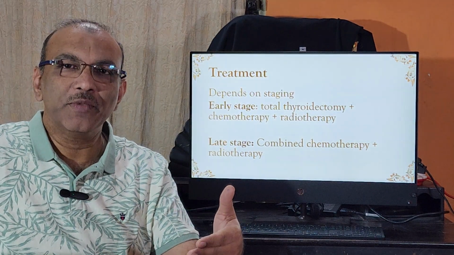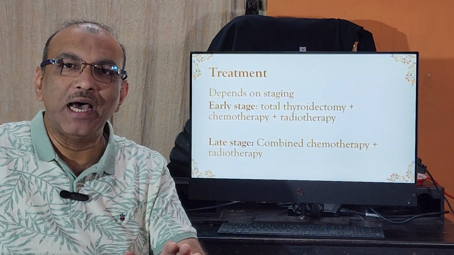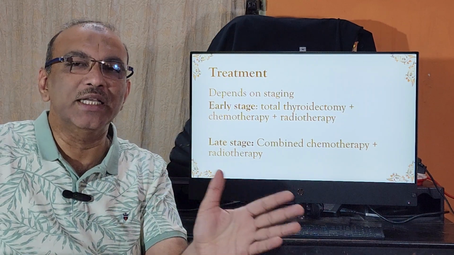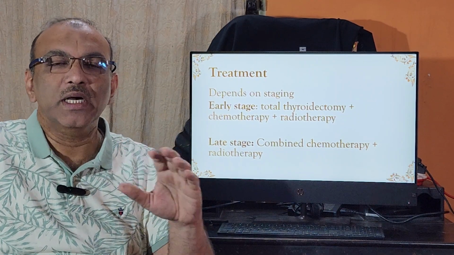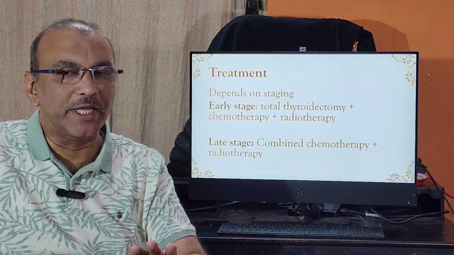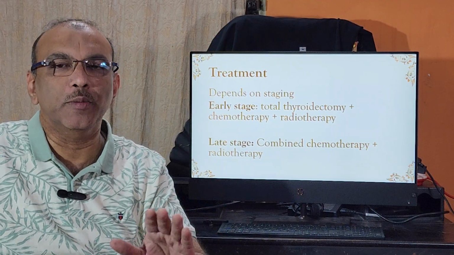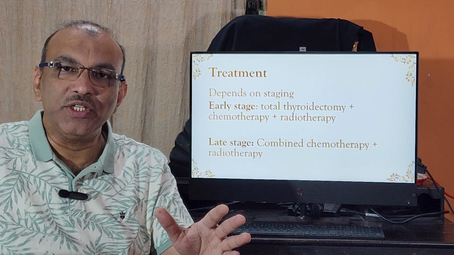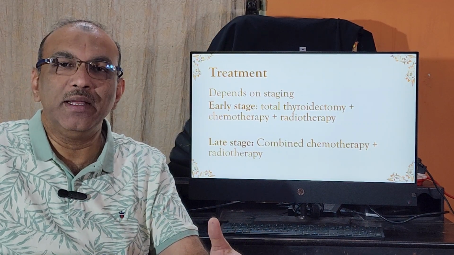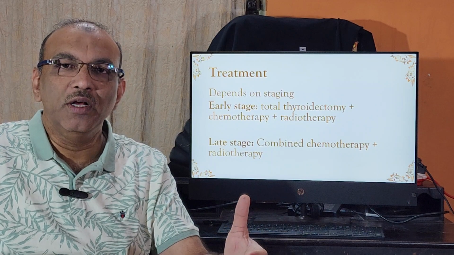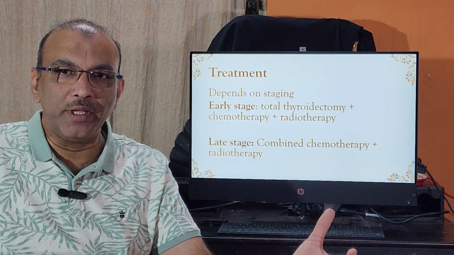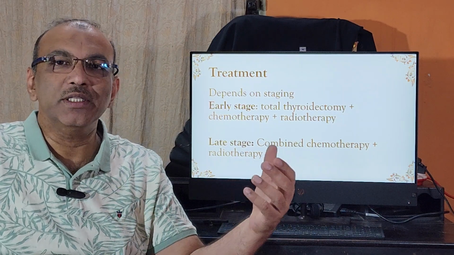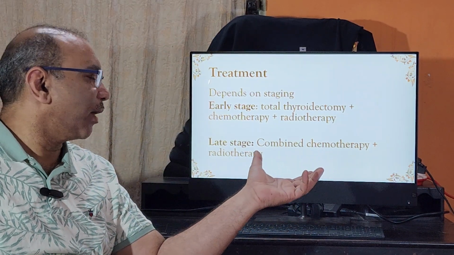Coming to treatment, to make it simple, I will present it a different way, not stage wise, just simply as early stage and late stage. Early stage we manage with total thyroidectomy followed by chemoradiotherapy. If it is late stage, thyroidectomy doesn't have much of a role, because it has already spread throughout the body. So in terms of treatment, it is only a combination of chemoradiotherapy.